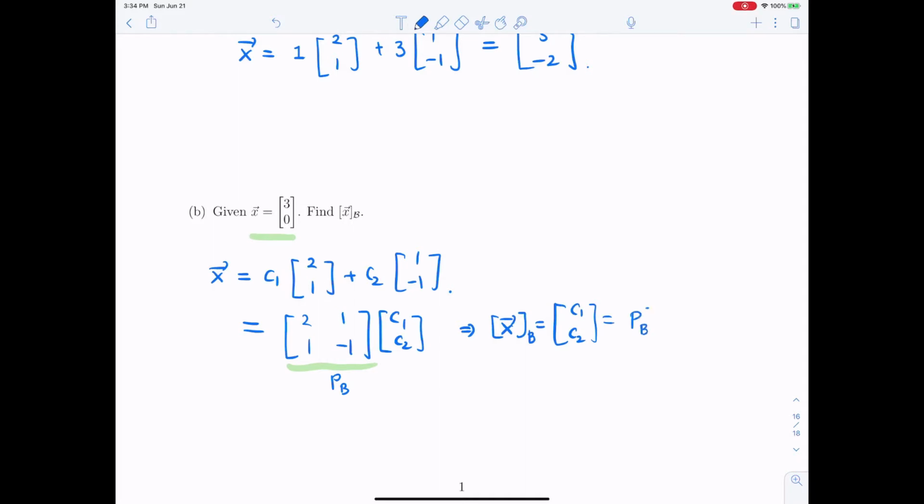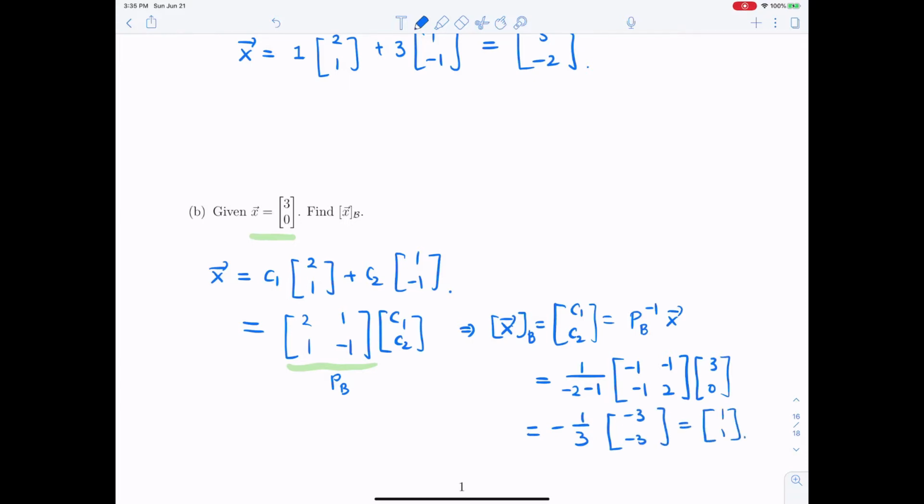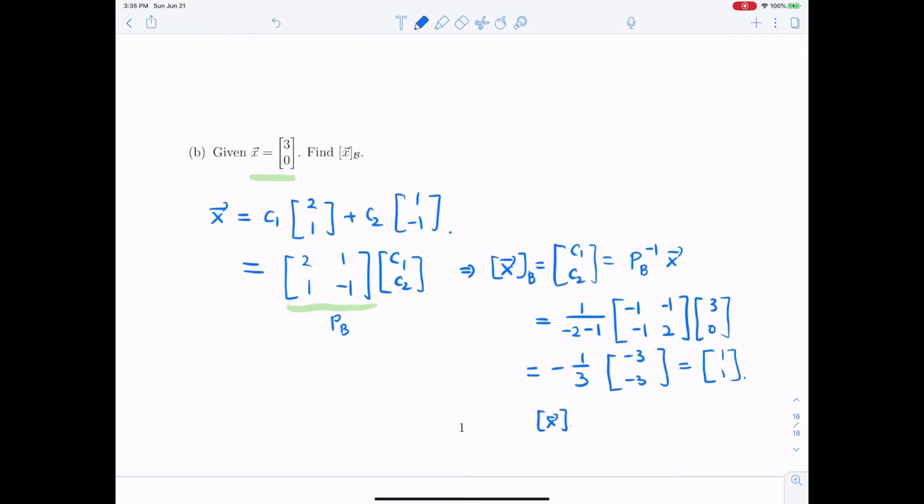P sub B inverse times the vector X. So the determinant gives 1 over (-2 - 1), and its adjugate matrix is given by [-1, -1; -1, 2], and then you multiply this by (3, 0). Then this gives you -1/3 times (-3, -3). So you get (1, 1). So the B-coordinate for the vector X is given by (1, 1).